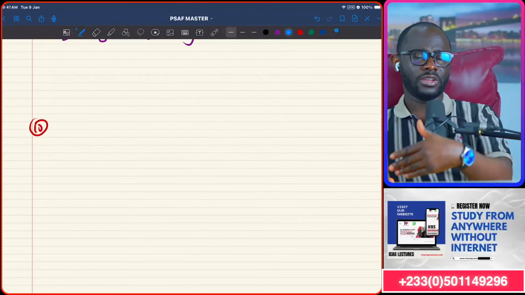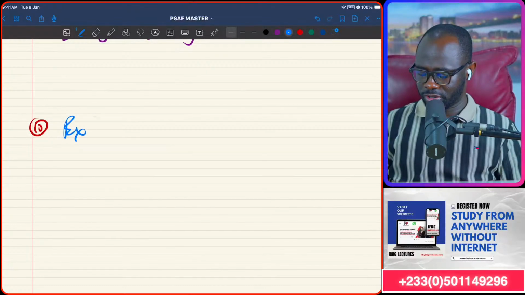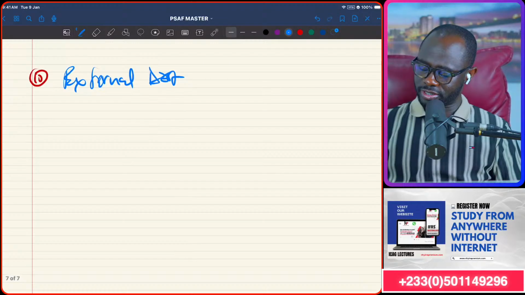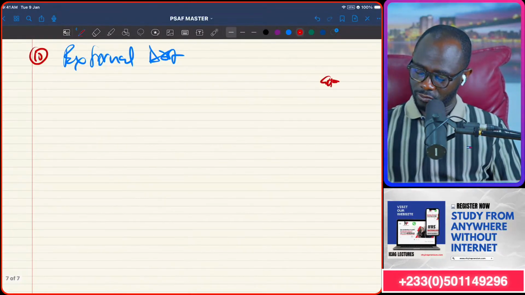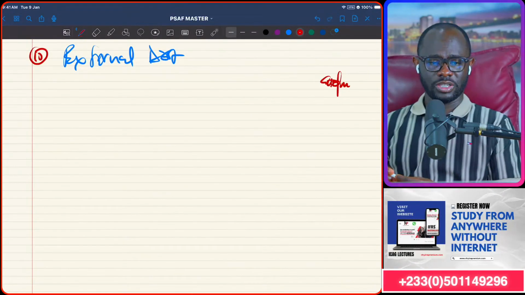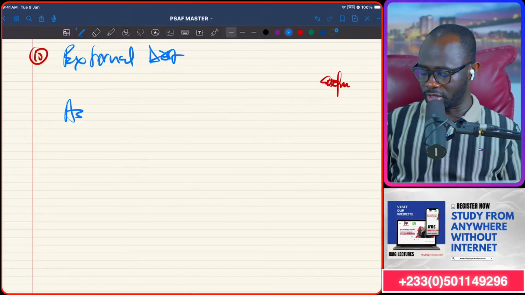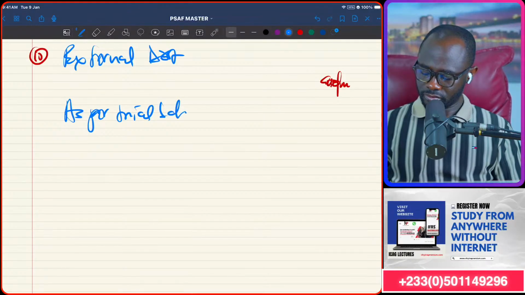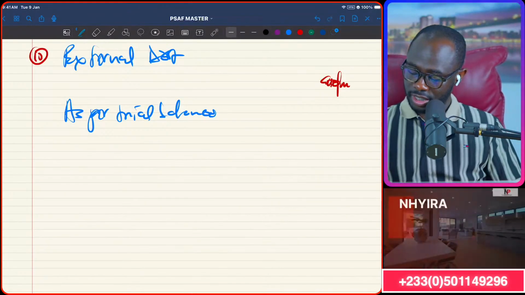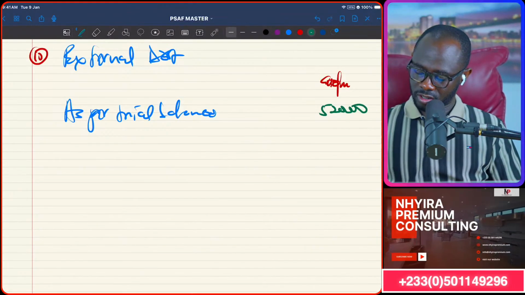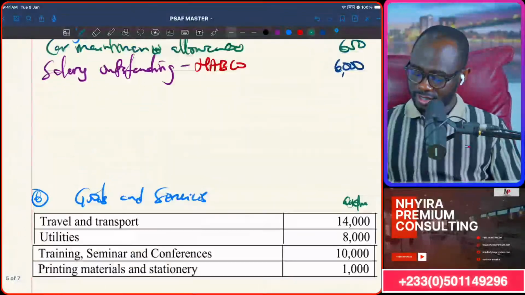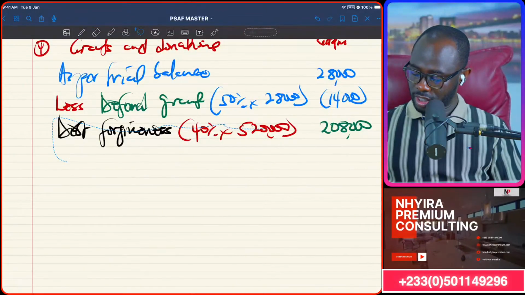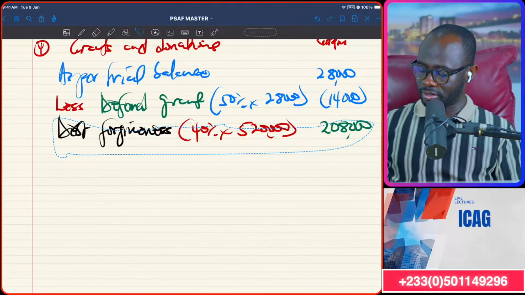I could do that quickly here. I could do it on the face of the financial statement, but just permit me to put it here. So external debt, because sometimes you don't have a lot of time to do a lot of workings. So we could actually do this on the face of the financial position. So as per trial balance, 520. Then we less the debt forgiveness.